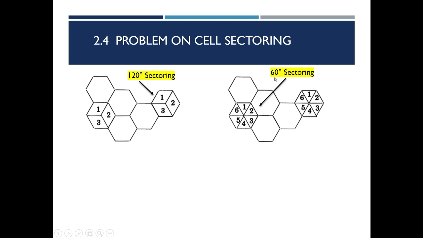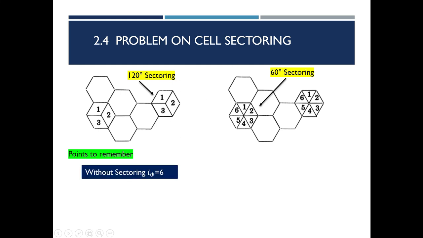Whereas in 60-degree sectoring, a cell is divided into 6 sectors like this, and each sector will be served by a directional antenna. A directional antenna will be placed here so that it will be providing service to this particular sector. So using directional antennas will give us the advantage of minimizing the number of co-channel interfering cells. So what are the points to remember with respect to sectoring?